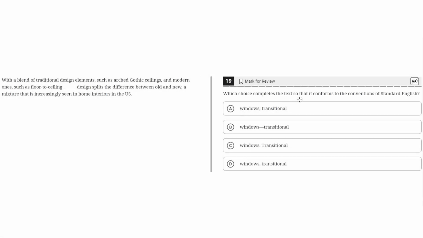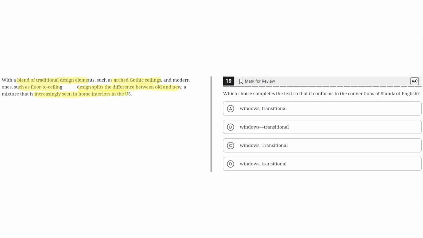Which choice completes the text so that it conforms to the conventions of standard English? With a blend of traditional design elements, such as arched Gothic ceilings, and modern ones, such as floor-to-ceiling blank, design splits the difference between old and new, a mixture that is increasingly seen in home interiors in the US.